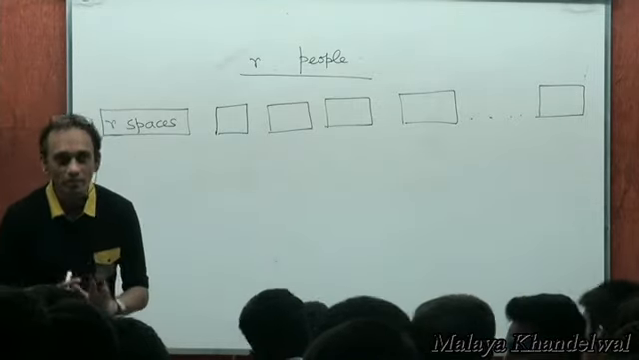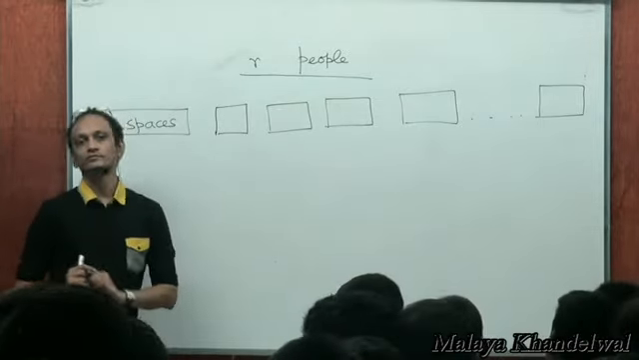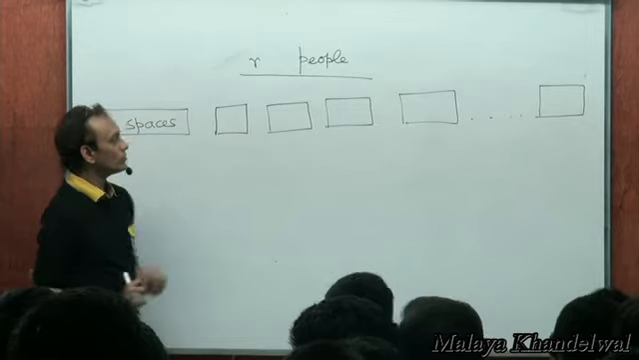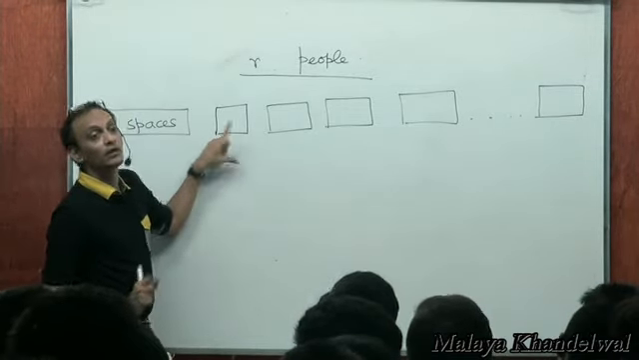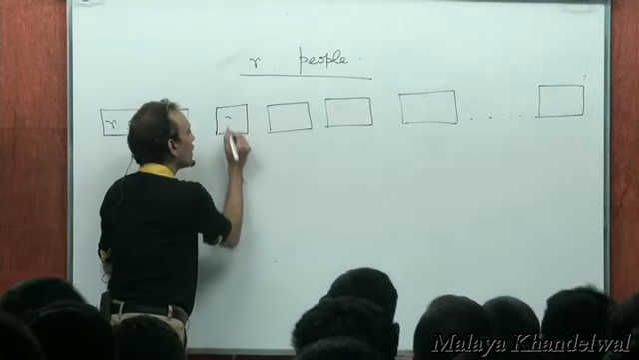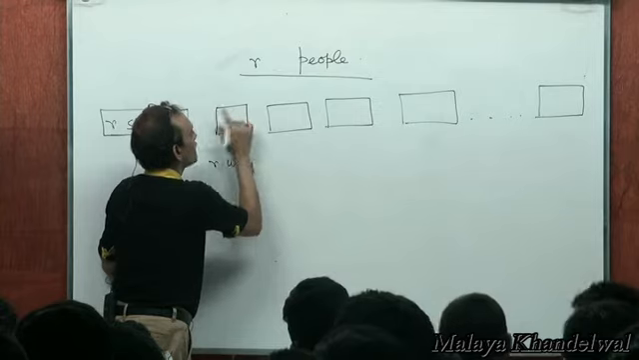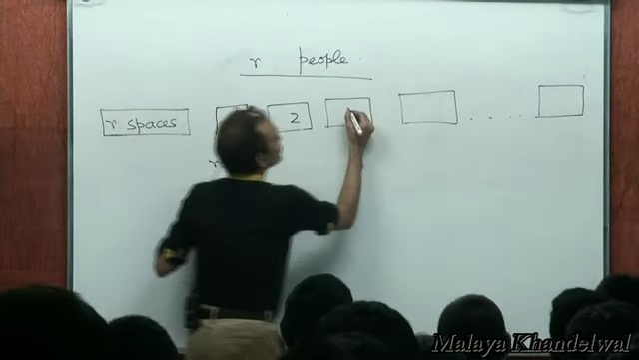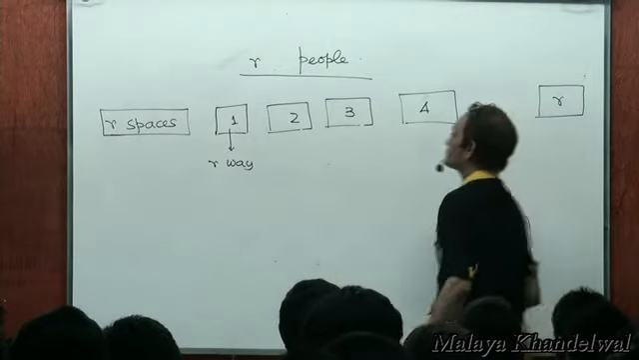R spaces with R people. So now the first space can be filled up in how many ways? R ways. R ways of filling up the first space. So this is space 1, this is space 2, this is space 3, space 4, space R.